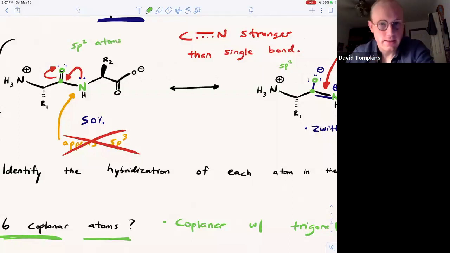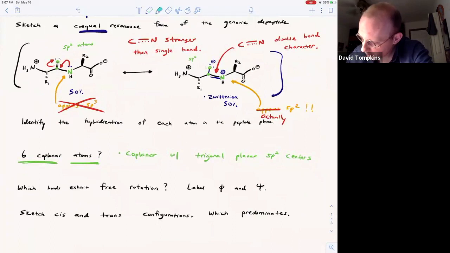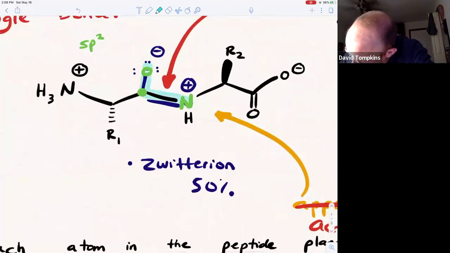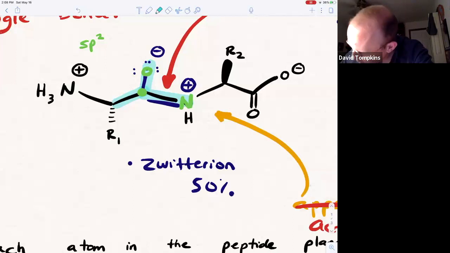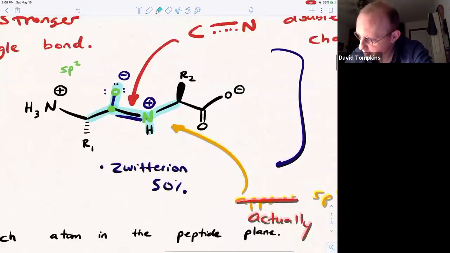And anything that is attached directly to an sp2 atom is coplanar with that atom. So the coplanar atoms are the 3 in the amide functional group, and then the first sp3 carbon that is directly attached, along with the first sp3 carbon here that is directly attached, and of course the hydrogen. So that is your peptide plane.